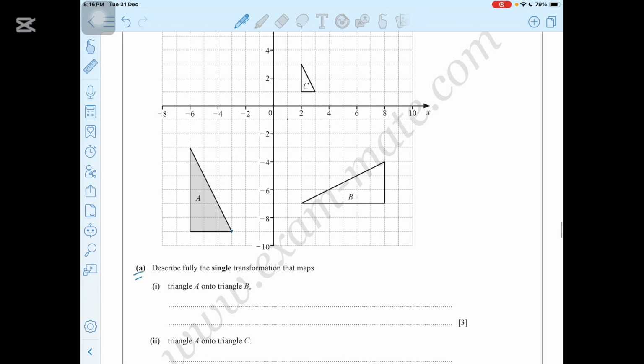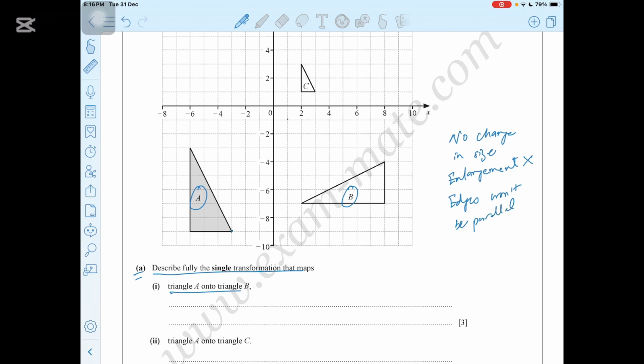Moving to part A, we are given: describe fully the single transformation that maps triangle A onto triangle B. So apparently there is no change in size, which means this is not an enlargement. The edges won't be parallel. We'll see it when we draw a line. So it won't be a translation. So it can be a rotation or a reflection. It appears to be a rotation, because if it is a reflection, there is no change in the angle.